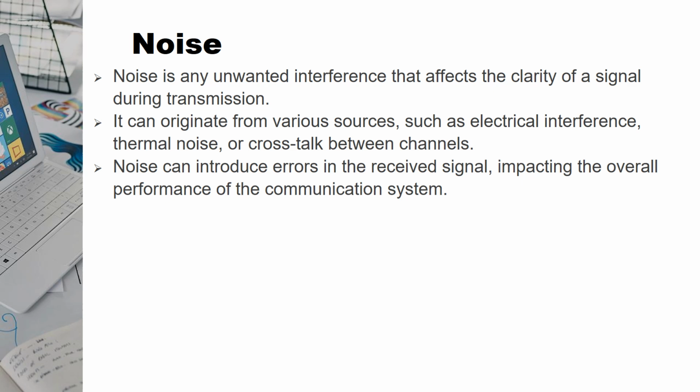Then noise. This is unwanted signals that interfere with the original signal, right? It can originate from various sources. We can talk of electrical interference, thermal noise, crosstalk, intermodulation, impulse noise, induced noise, right? And this noise can introduce errors in the received signal, impacting the overall performance of the communication systems.